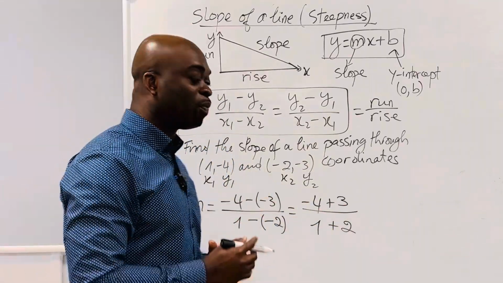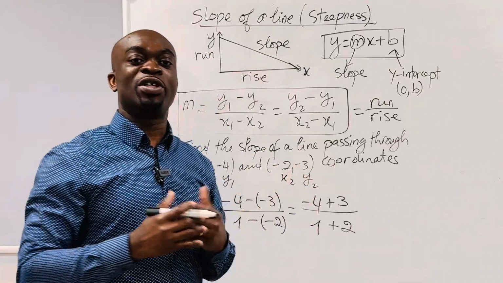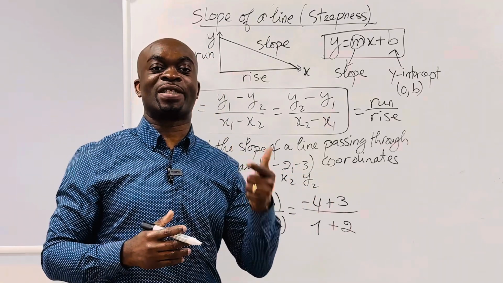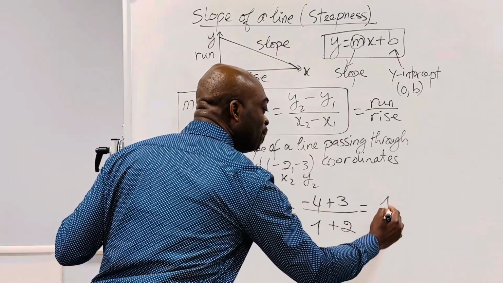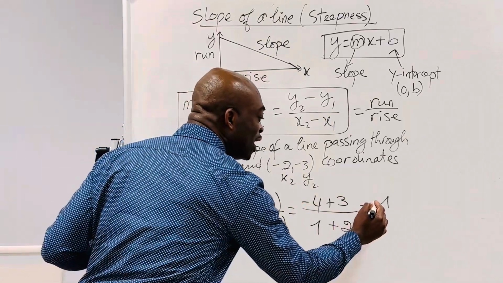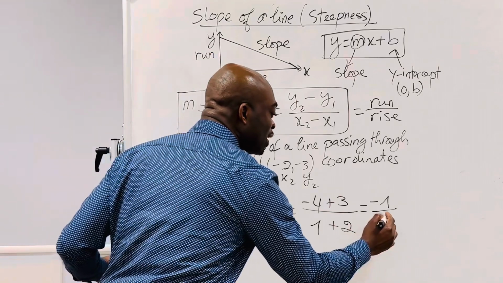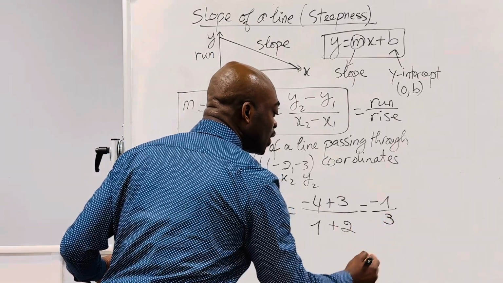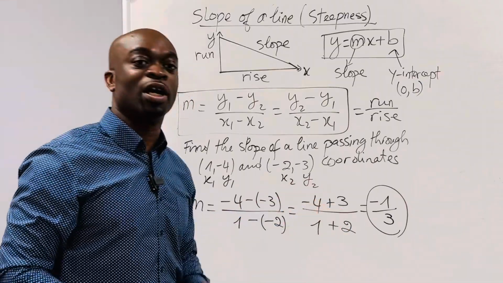All right, so now we can combine the two of them. -4 plus 3, what did we say? We subtract and we keep the sign of the highest number. So we subtract 3 from 4, that will give us 1. And what's the sign of the highest number? Negative. So we end up with negative 1 over 1 plus 2, which is going to give us 3. So we have m, which is negative 1 over 3.